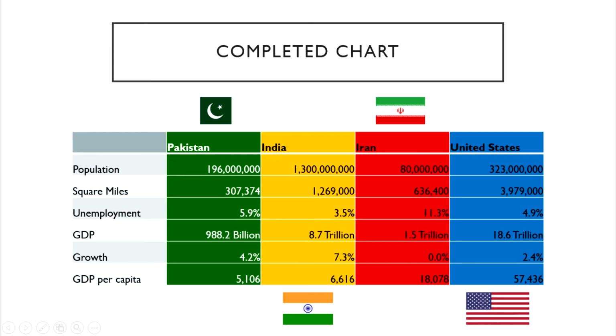In conclusion, Pakistan has the smallest economy in comparison to these other countries. We can confirm that because it has a smaller GDP and GDP per capita. Although its economy appears to be growing at a steady pace, it might never become as large economically as Iran, India, or the US, but only time will tell.